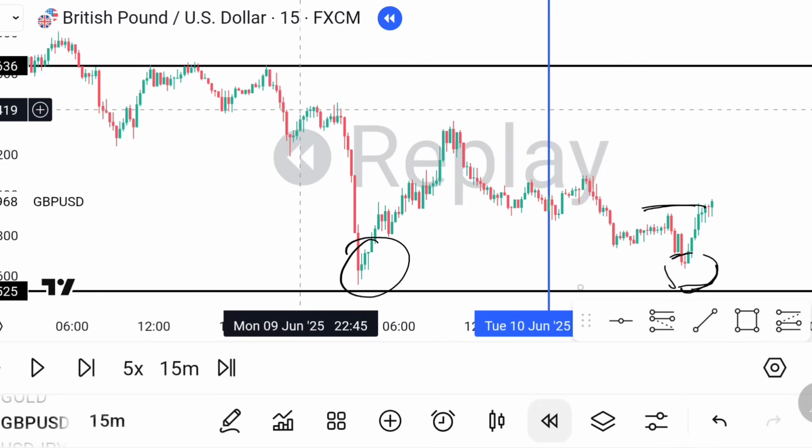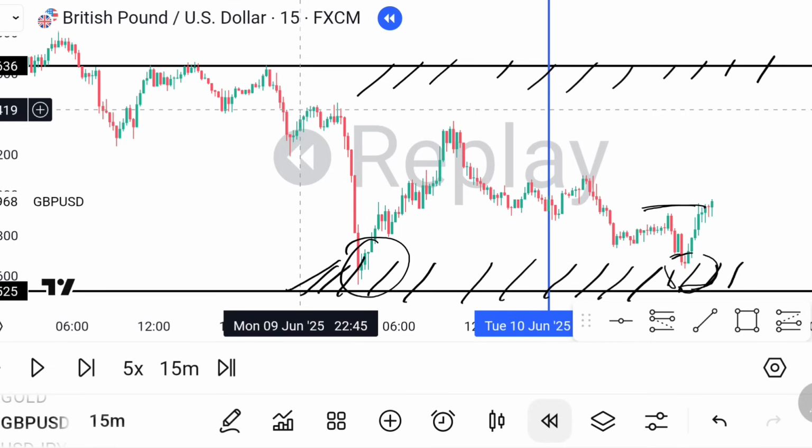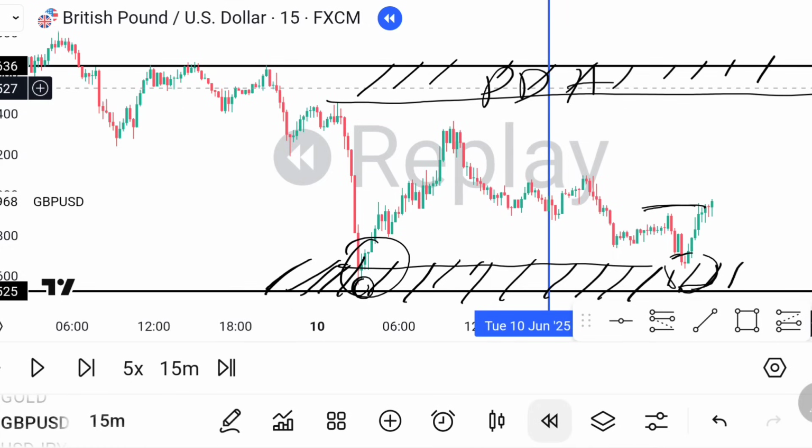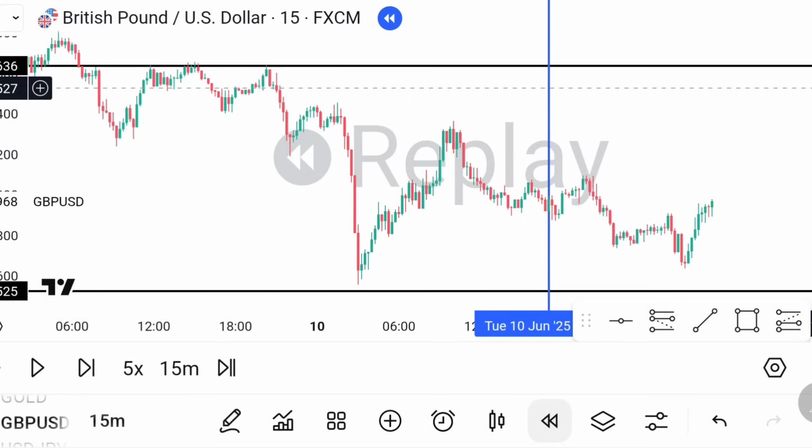Mind you, I've always said that the previous day's high is a zone, not a line, and the previous day's low is a zone too. The market must not really come and touch this line, but this is the area where you're looking for the reversal to occur. Very, very important.